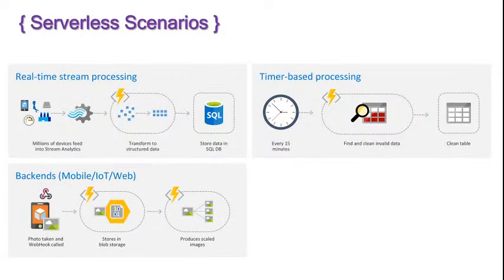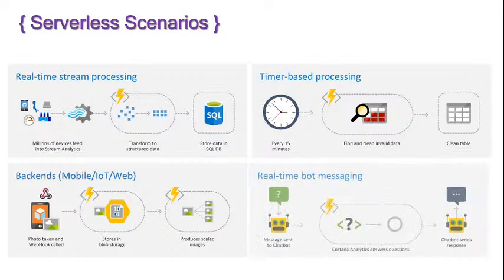Then we can also talk about mobile or IoT web backends. You can say that when some activity or action happens on a mobile phone, you can call Azure Functions to respond to that. That could be storing an image. So I can say that anytime I take a picture with my phone, immediately that should be sent to an Azure Function that should store the picture in a database, or resize the picture, or tweet that picture for me. You can use functions to do that also.